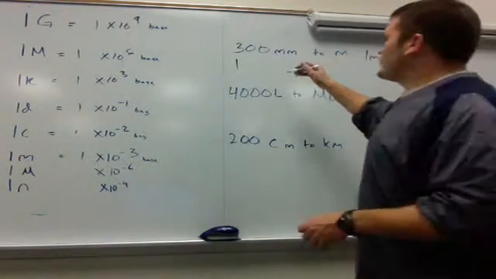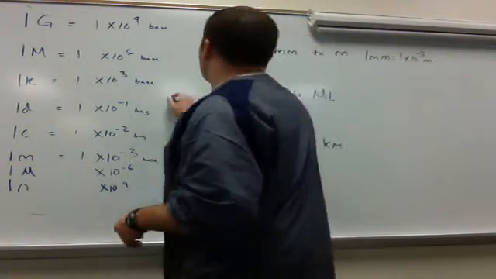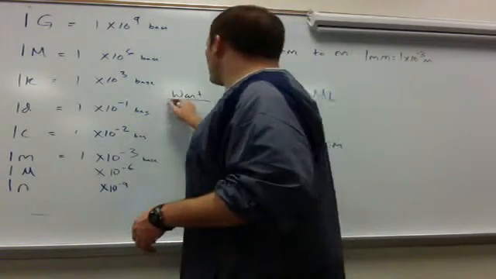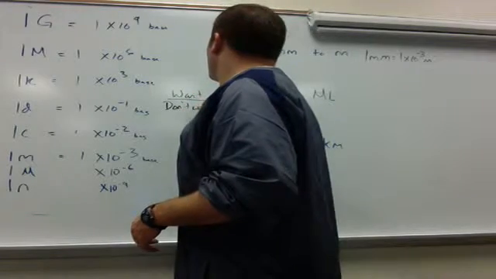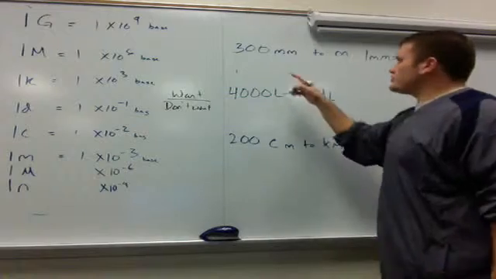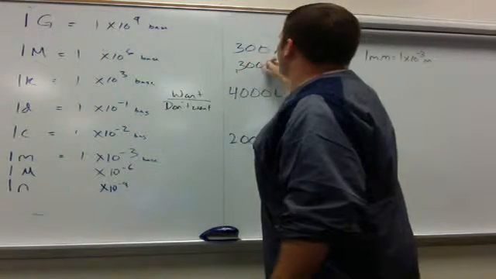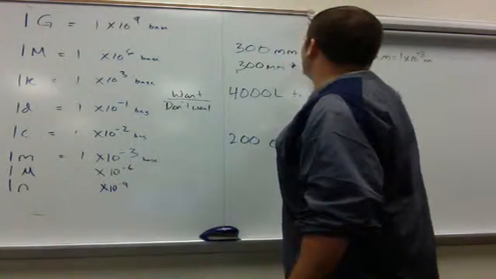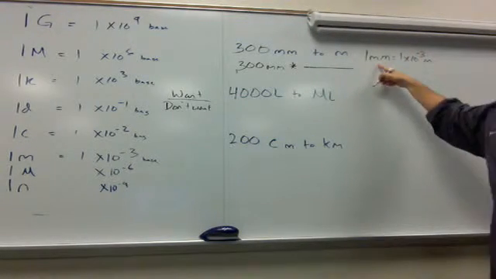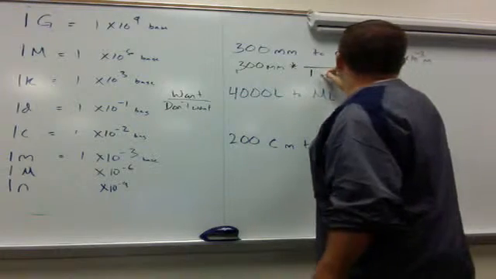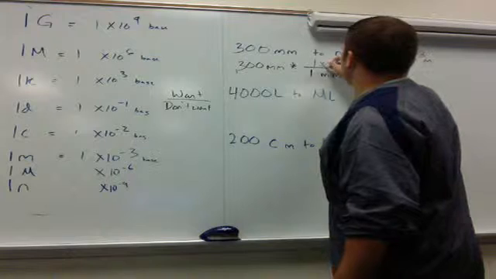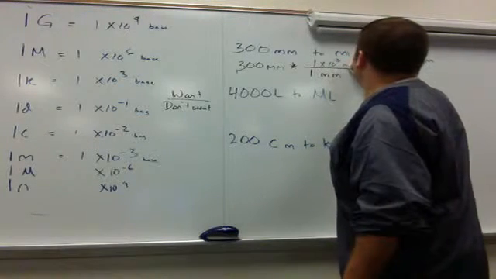So, if I'm going to convert this, remember our rule. What we want goes on top, what we don't want goes on bottom. Right? So, I'm going to do 300 millimeters times, and the thing I don't want goes on bottom. So 1 over millimeters. And what goes on top is 1 times 10 to the negative 3rd meters.